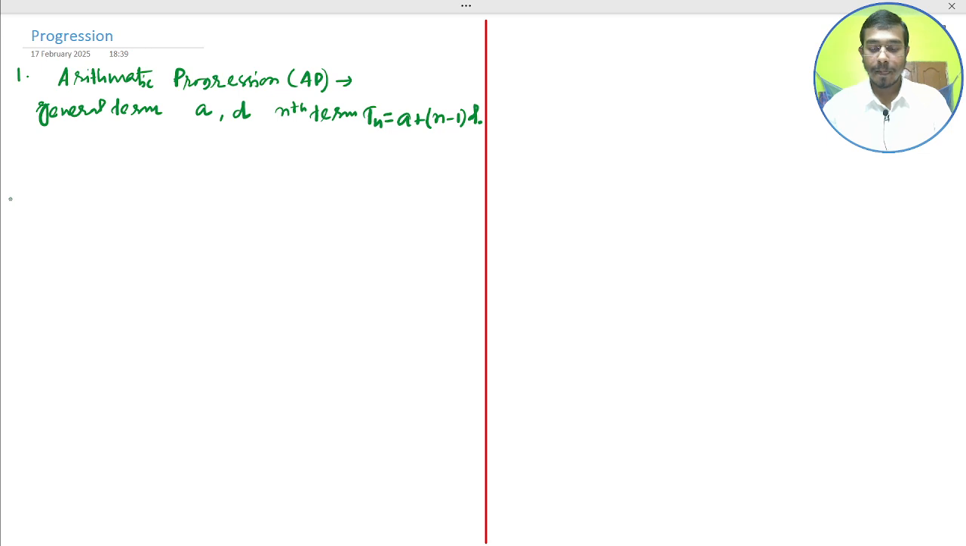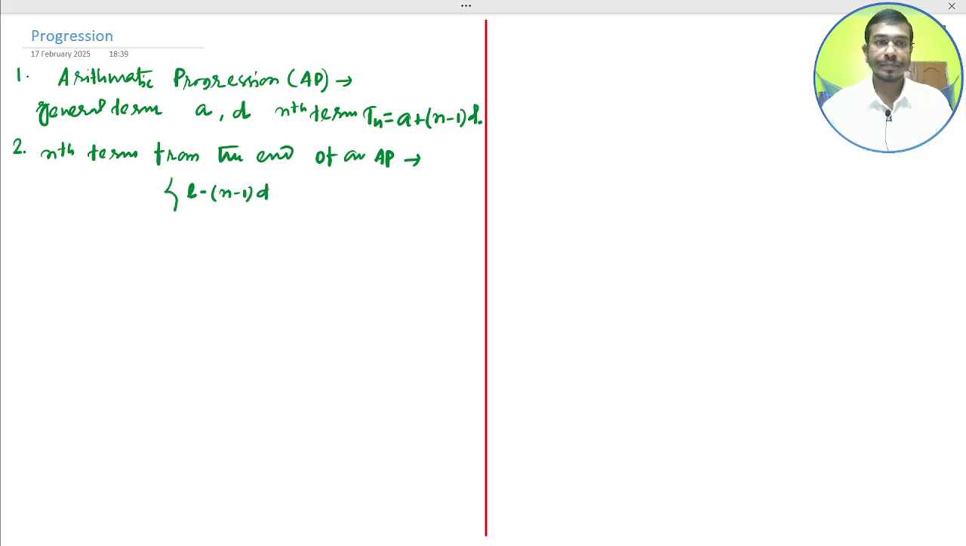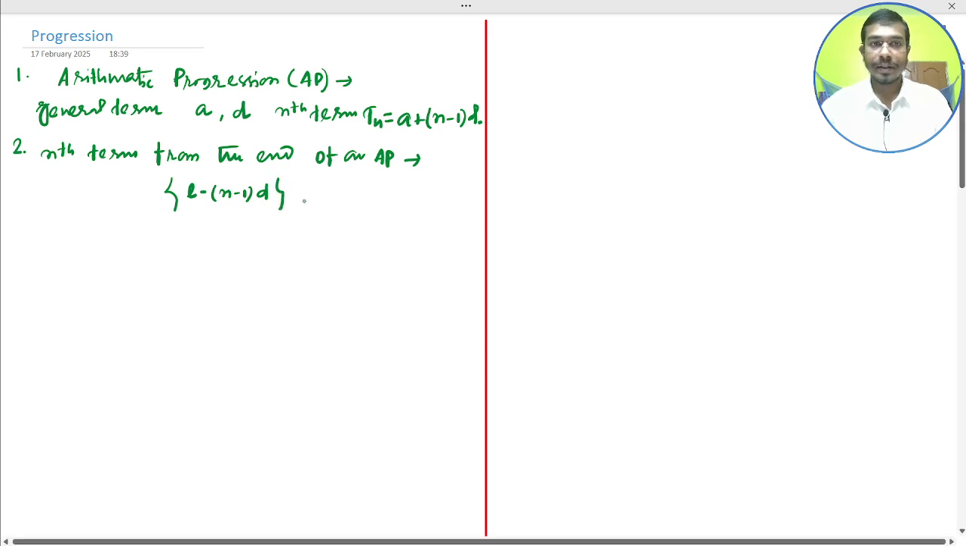Next, the nth term from the end of an AP. That is L minus n minus 1 into D. Okay. And here L is the last term.